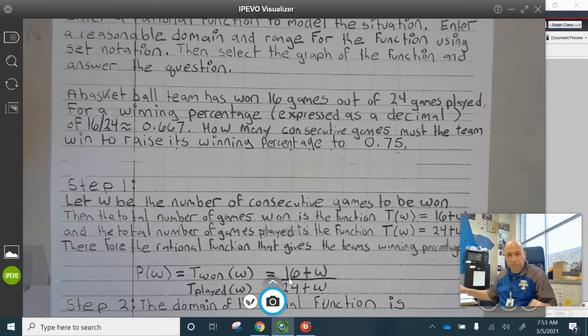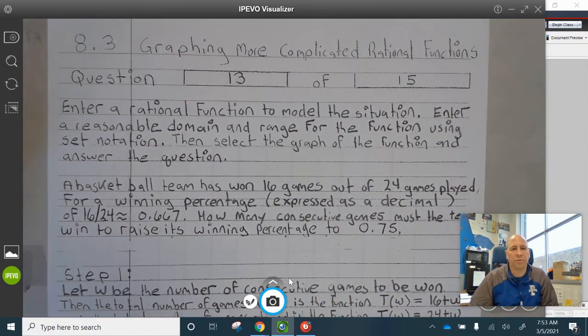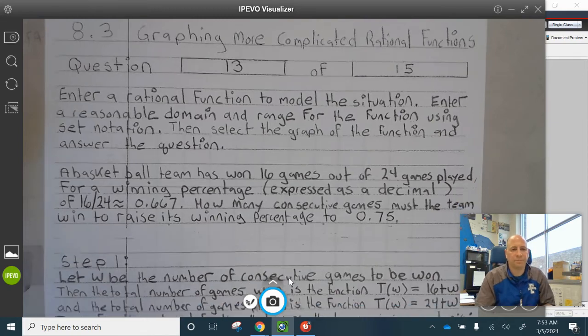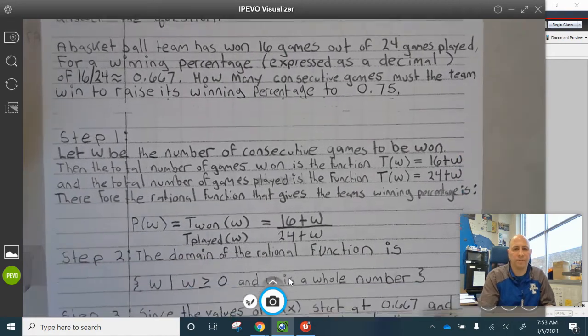All right. Question 13. Enter a rational function to model the situation. Enter a reasonable domain and range for the function using set notation, then select the graph of the function and answer the question. A basketball team has won 16 games out of 24 games played. Its winning percentage expressed as a decimal, 16 divided by 24, is approximately 0.667. How many consecutive games must the team win to raise its winning percentage to 0.75?